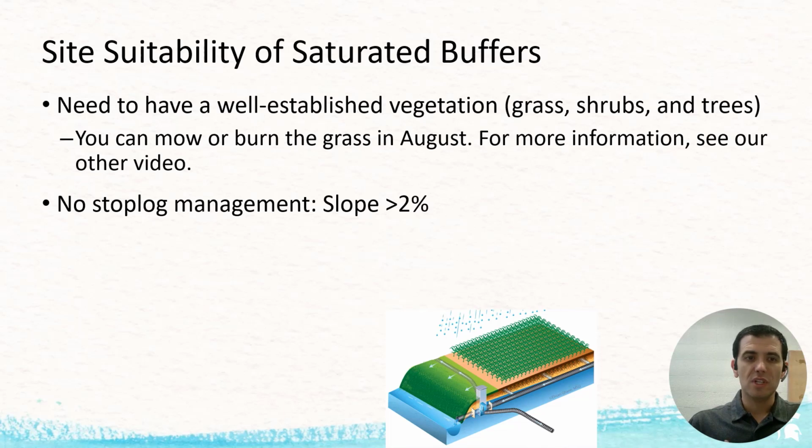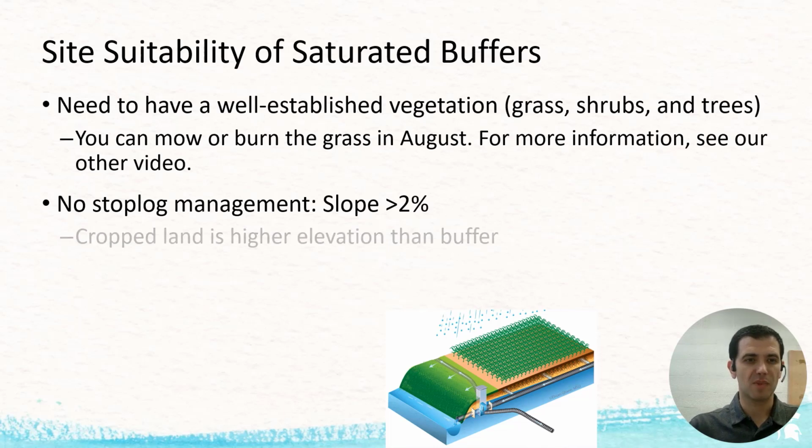If you don't want to do any stop-log management, by that I mean that you set the stop-logs at a certain height and you do not manage year-round, in that case, you need to be looking for sites with slope of about 2% or higher. The reason for that is that the crop land is at a higher elevation than the buffer. So when we raise the water table in the buffer, that's not going to affect the crop land.